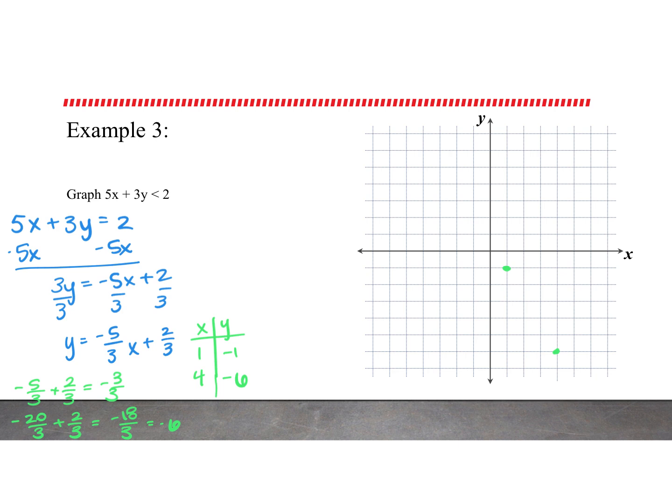Now, in order to put our boundary line on here, let's glance over here. We had a less than symbol to begin with. So this is a dotted line that we need to graph.